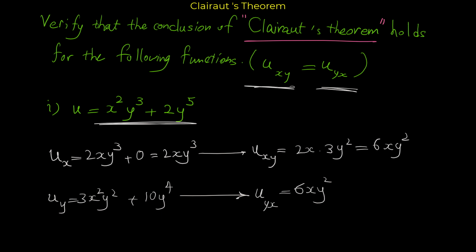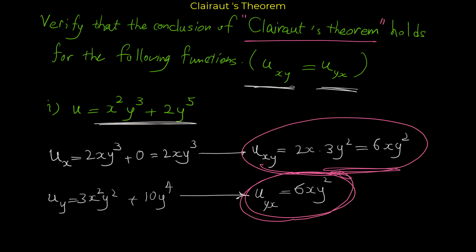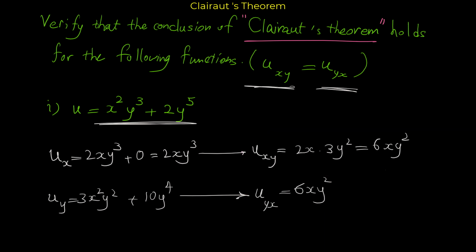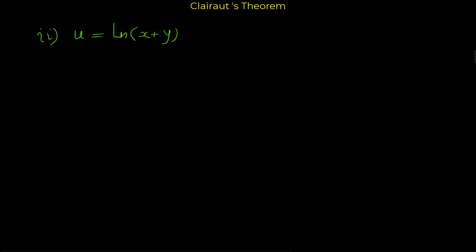So as you can see, the partial derivative with respect to x then y is equal to the partial derivative with respect to y then x. And this means that we have verified that uxy equals uyx. Let's see the next example. For this function also, we want to verify Clairaut's conclusion. u is given as ln of x plus y.